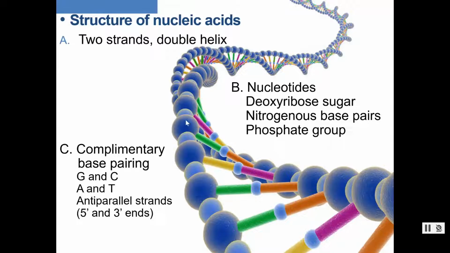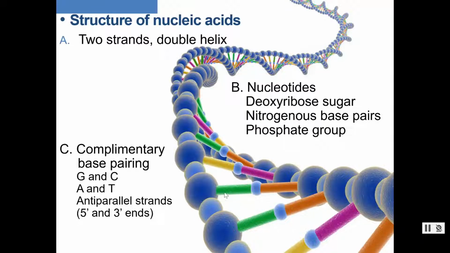And you'll notice that the outside of this double helix kind of looks like a ladder, and the sugar and the phosphate groups alternate. And that makes for this stable structure here.